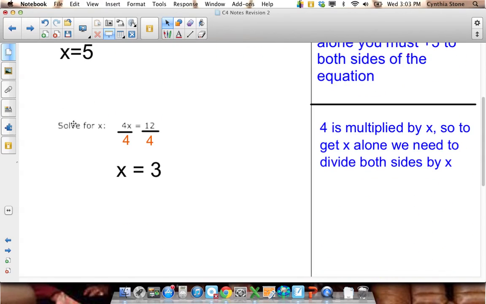Here, we have 4x equals 12. 4 and x are multiplied. So you always look at what's going on with the x, on the x side of the equation. On the x side of the equation, it's a multiply, 4 times x. So to get x by itself, I do the opposite operation. I divide both sides by 4. 4 over 4 is just 1, right? So these 4's cancel, and over here, I've got 12 over 4, which is 3.